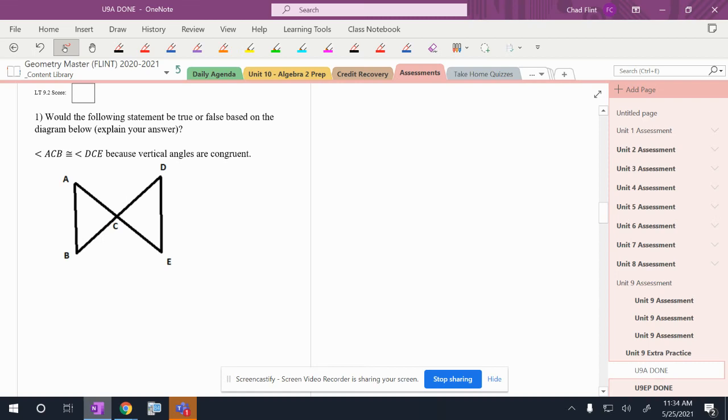All right, so true, false here, and these are based on just the picture. So when we go into this, we know we're basically looking for vertical angles, reflexive property, possibly angles that make a straight line. All right, so let's look at what we got here.